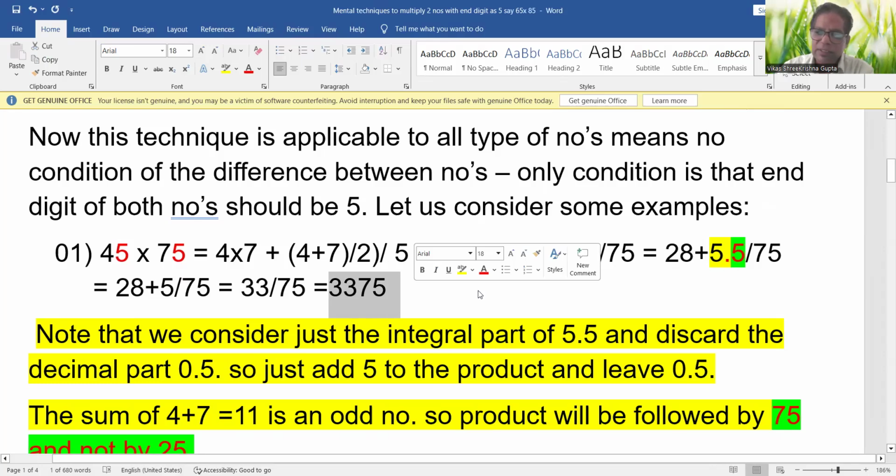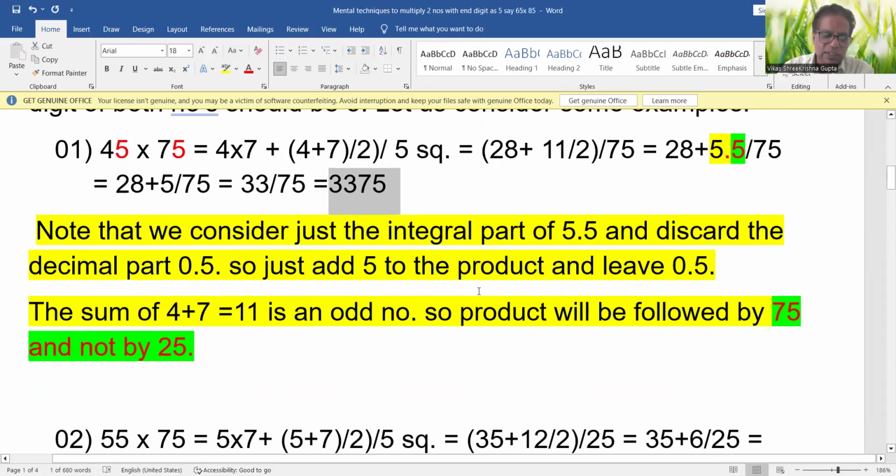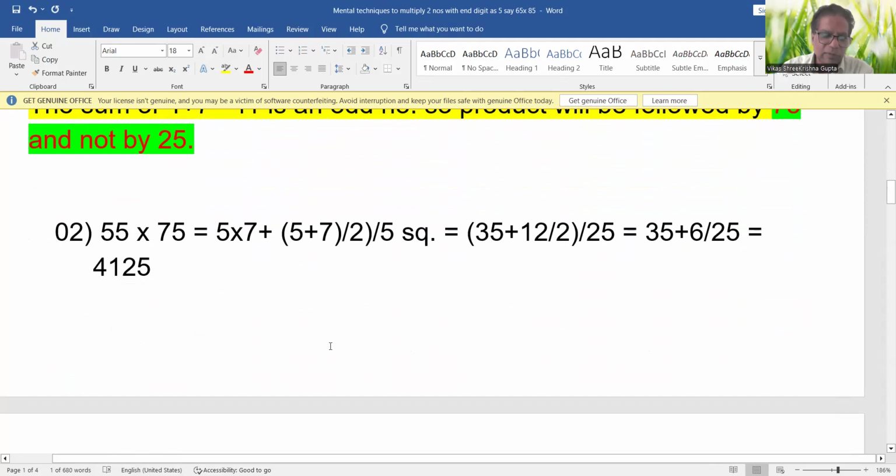Answer is 3375, right? So in the same way, I have to multiply 55 into 75. Now the end digit as usual is 5 only. But the difference now is 20.